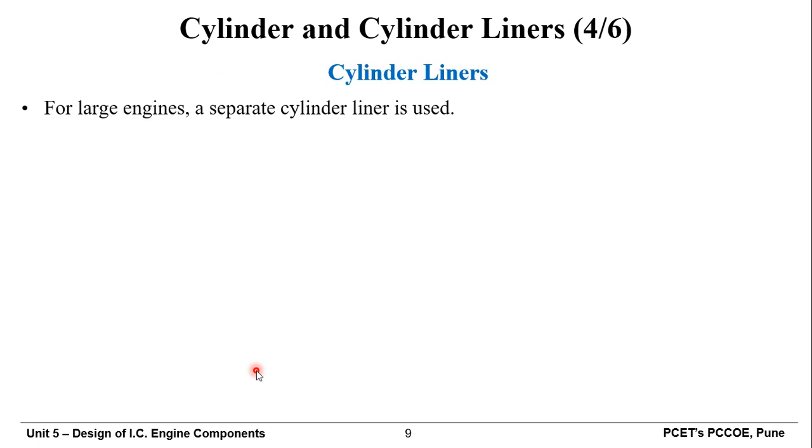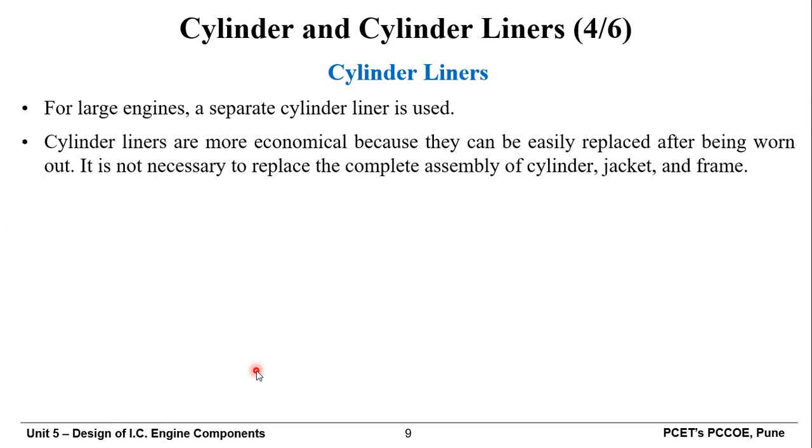Now, the cylinder liner. As we discussed, for large engines, a separate cylinder liner is used. Then they are more economical as they can be easily replaced after being worn out. It is not necessary to replace the complete assembly of the cylinder, jacket and the frame. What happens is that when the piston continuously reciprocates, it makes contact with the internal surface of the cylinder, and because of that there is continuous wear. After a certain period of time, we need to replace that liner.